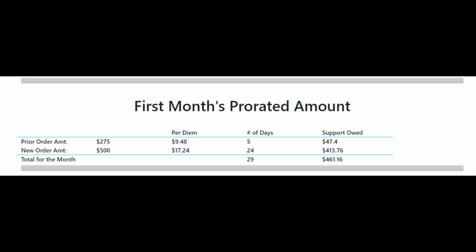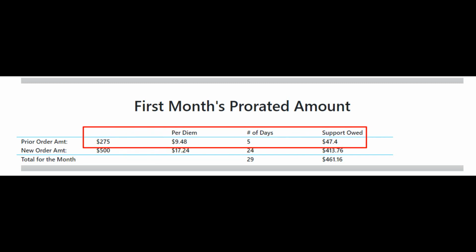Since the new order became effective on February 6th, we prorate the month using both the prior and new order amounts. From February 1st to February 5th, the prior order amount of $275 is used. This gives us a daily rate, or per diem, of $9.48, which totals $47.40 for the first 5 days of February.